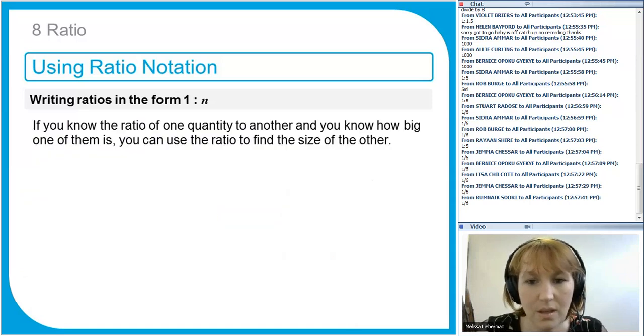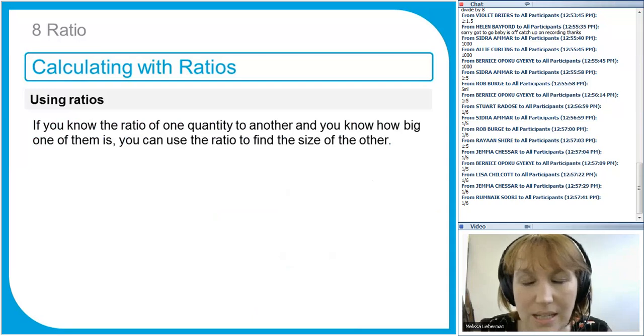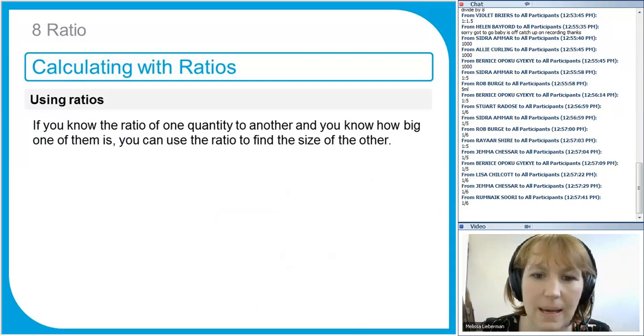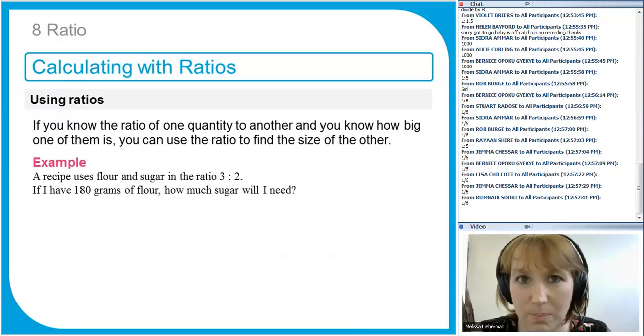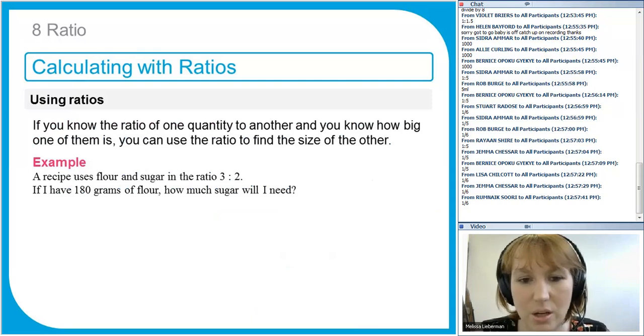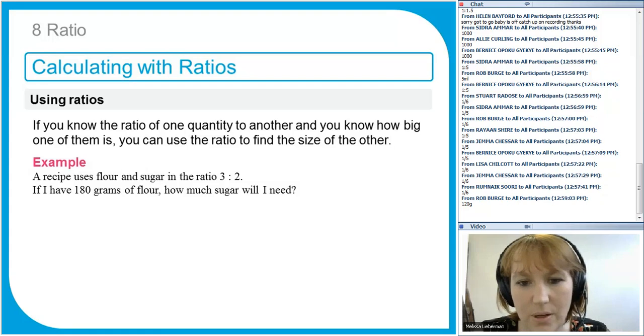So let's have a look at some uses and contexts where we might have ratios. So if we know the ratio of one quantity to another, and I know how big one of them is, you can use ratio to find the size of the other. So this is like finding the missing number, and we're just going to use the idea that we multiply both numbers by the same thing, or divide both numbers by the same thing to keep the ratio the same. So here's a typical kind of problem that I might be asked. A recipe uses flour and sugar in the ratio 3 to 2. So for every 3 parts flour, there'll be 2 parts sugar. If I have 180 grams of flour, how much sugar will I need?